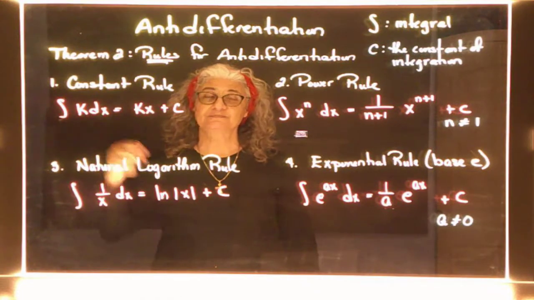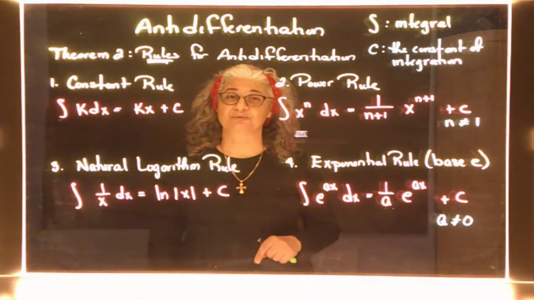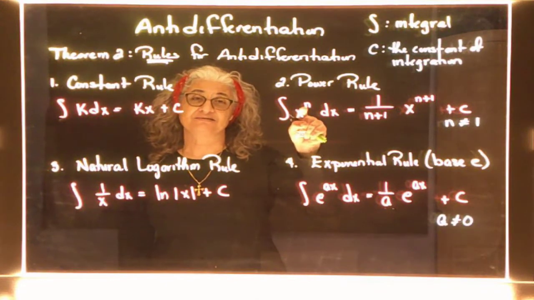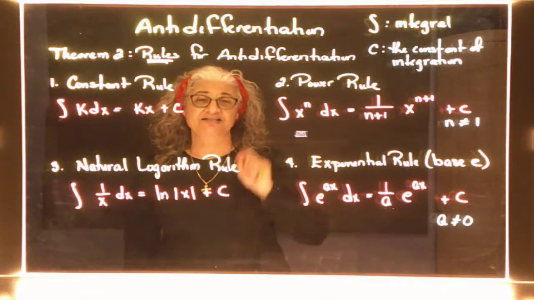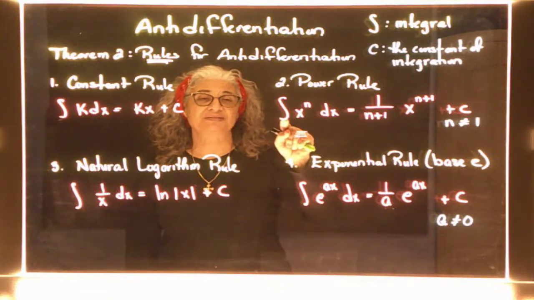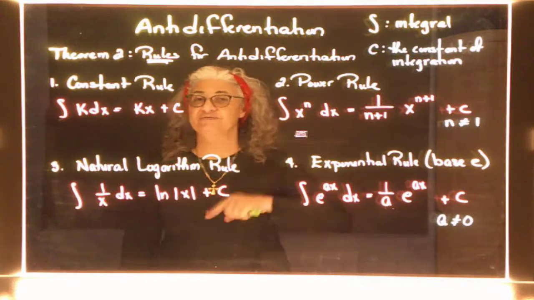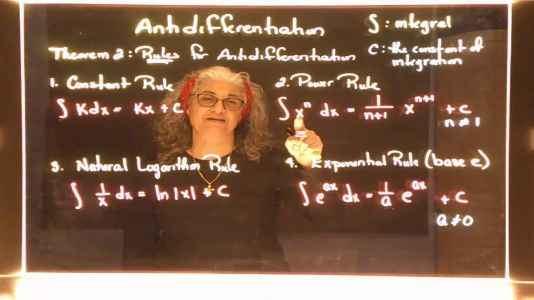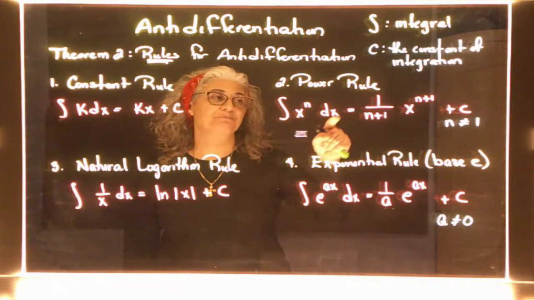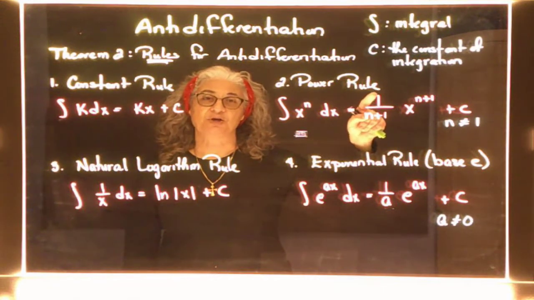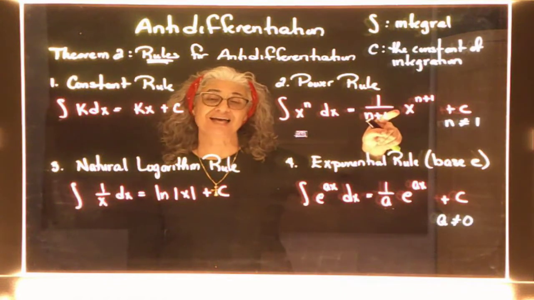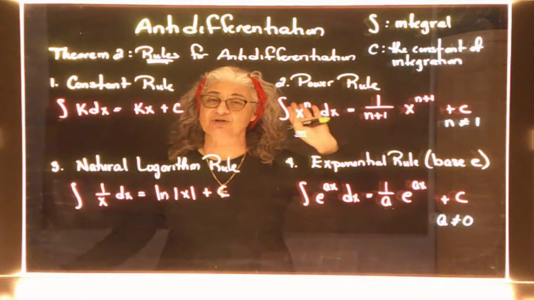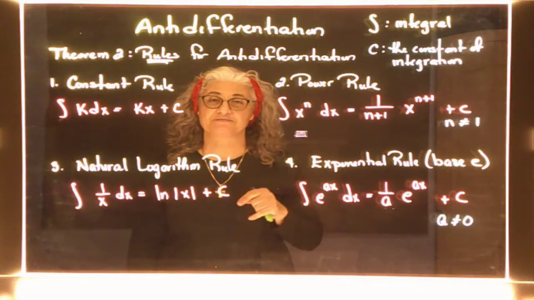Good? Okay, number two is known as the power rule. So in this particular case, my derivative is x to the n. How do I know that? Because I see the integral sign here, and that integral sign says to take the antiderivative, to go backwards. So if I'm looking for the antiderivative of x to the n with respect to x, this is what it looks like: 1 over n plus 1 times x to the n plus 1 plus C. C again is some constant. Don't know what it is, don't care what it is.